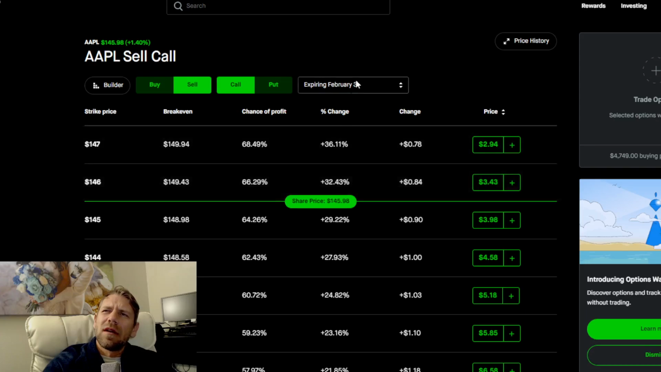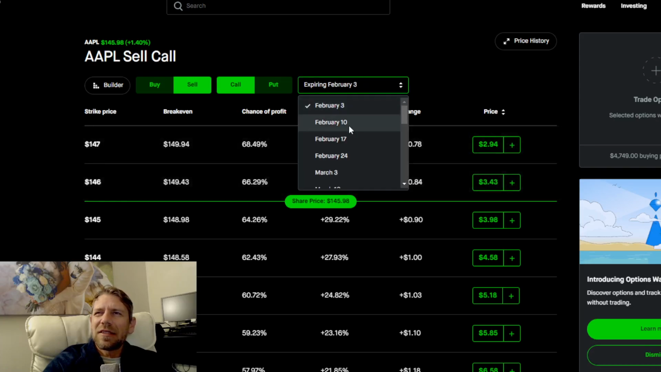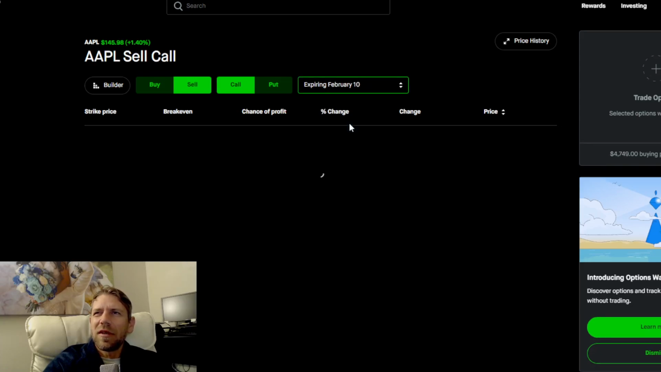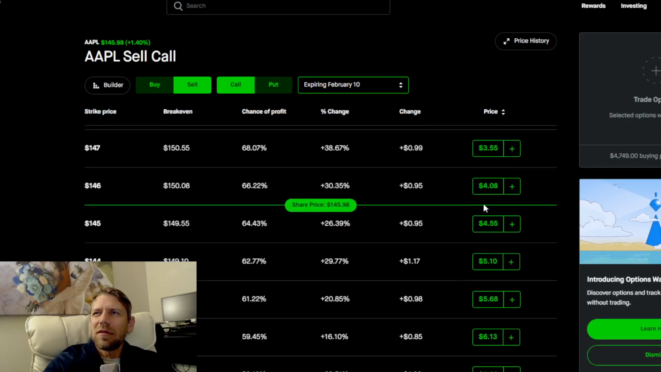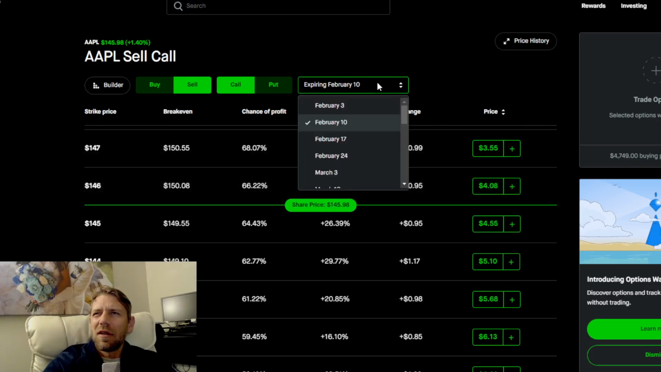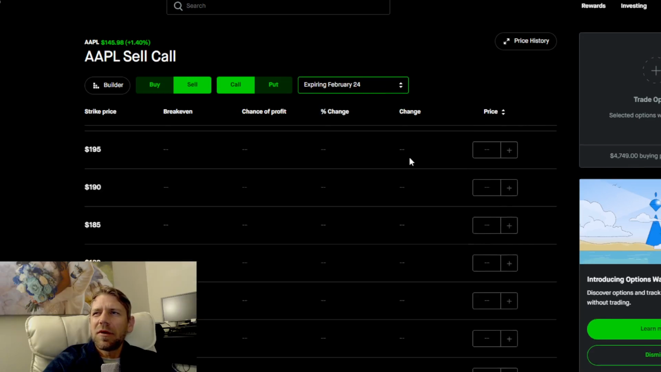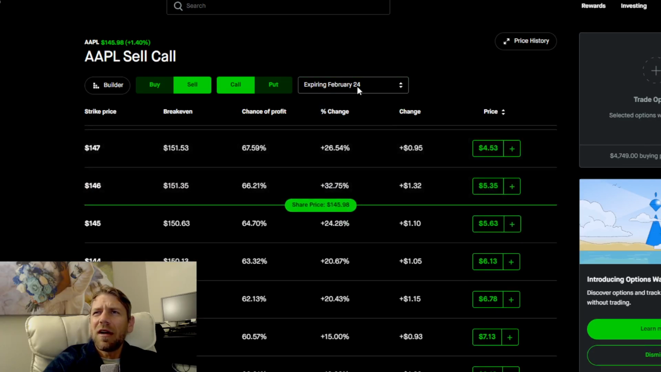So you pick a date. This is the price of the 146 option, 343. If I pick a date that's further out, let's say February 10th, another week out, you'll see that the price of the option, the premium, rose in value. If we go even further out, let's say February 24th, it's no longer 300 something, it's now 535.